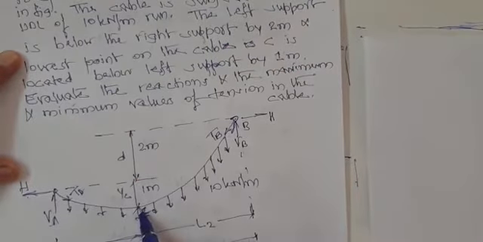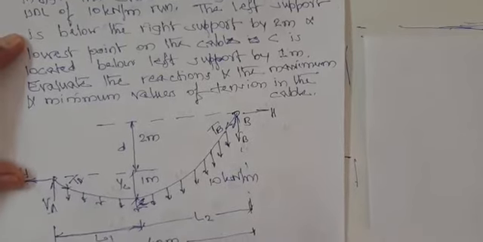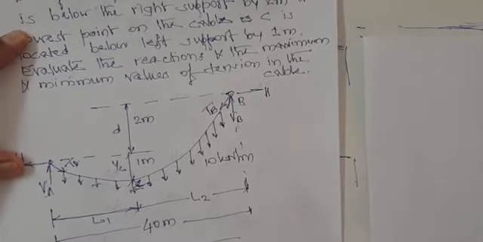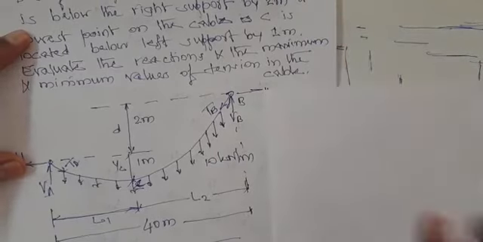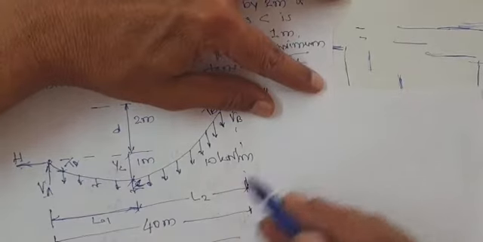Lowest point of the cable is below the left support by 1 meter. This we can say as YC now. So usually this is carrying UDL of 10 kN per meter. UDL can also be shown like this. So you know that horizontal distance between A and C is L1 and C and B is L2, but here L1 is not equal to L2, but L1 plus L2 equals 40. Okay. So now first we need to calculate the value of L1 and L2.